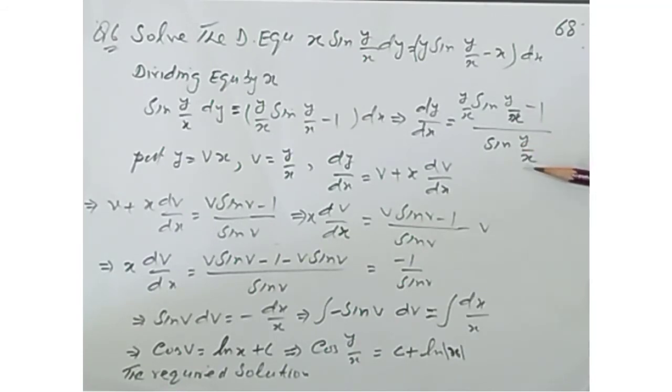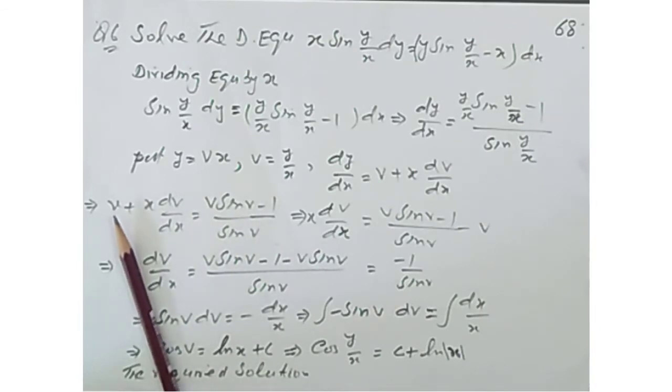By cross multiplication, we put v equal to y over x, so y equals vx, and dy by dx equals v plus x into dv by dx. In the place of dy by dx, we put v plus x dv by dx, and in place of y by x, we put v. This is equal to v sin v minus 1 divided by sin v.